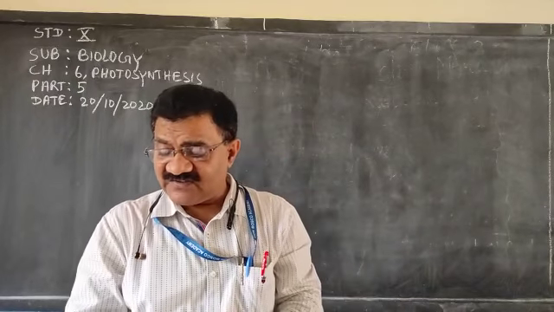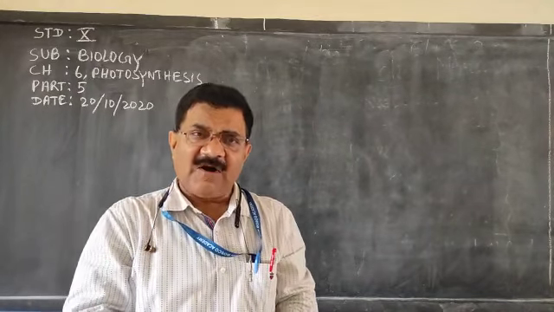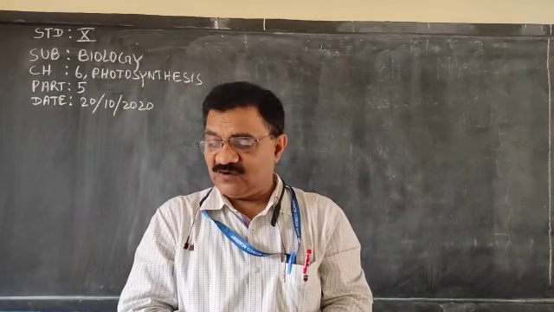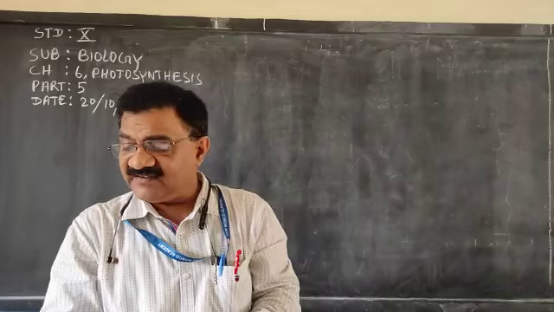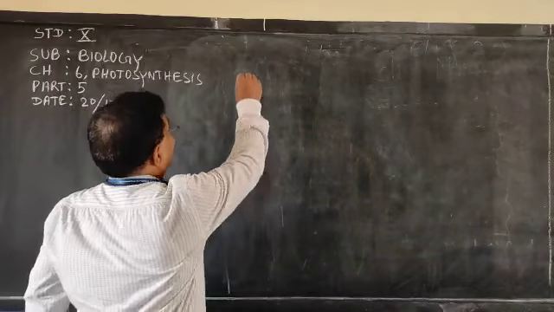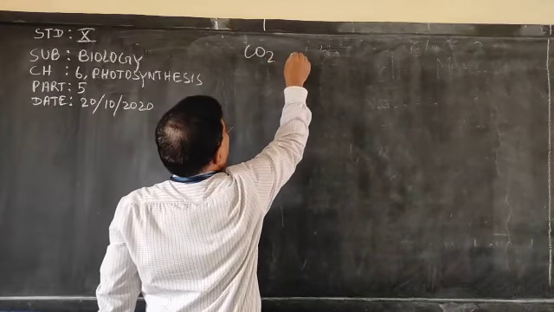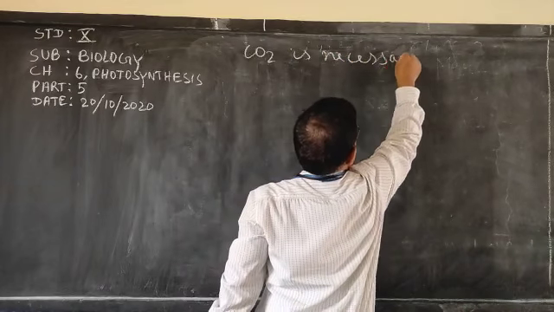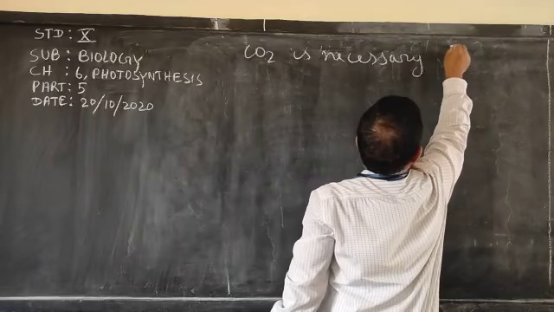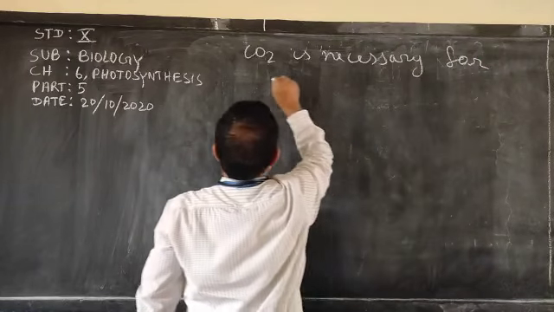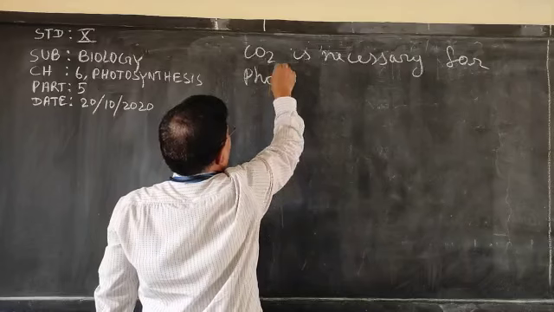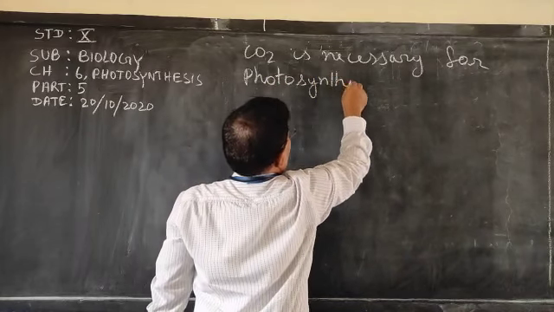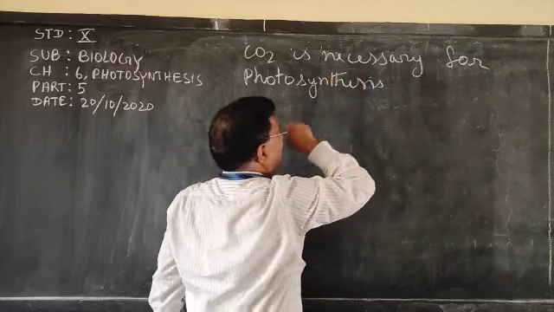We have also discussed the experiment to prove that light is necessary for photosynthesis. Today we will discuss that carbon dioxide is necessary for photosynthesis. Okay, now how will we prove it? First, same thing.